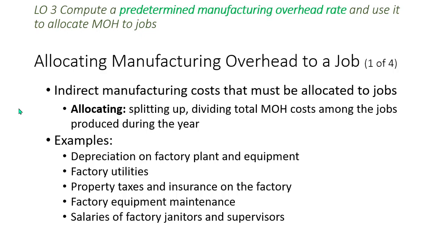The fact is we can't really trace overhead directly to jobs. So what we do is we allocate it. We figure out something that drives the cost, a good cost driver, and allocate overhead based on that cost driver. Examples: how would you trace depreciation, factory utilities, taxes and insurance, factory equipment maintenance, salaries of factory janitors and supervisors? You couldn't trace these costs to individual units. So what we do is we find what drives the cost and then we trace that.